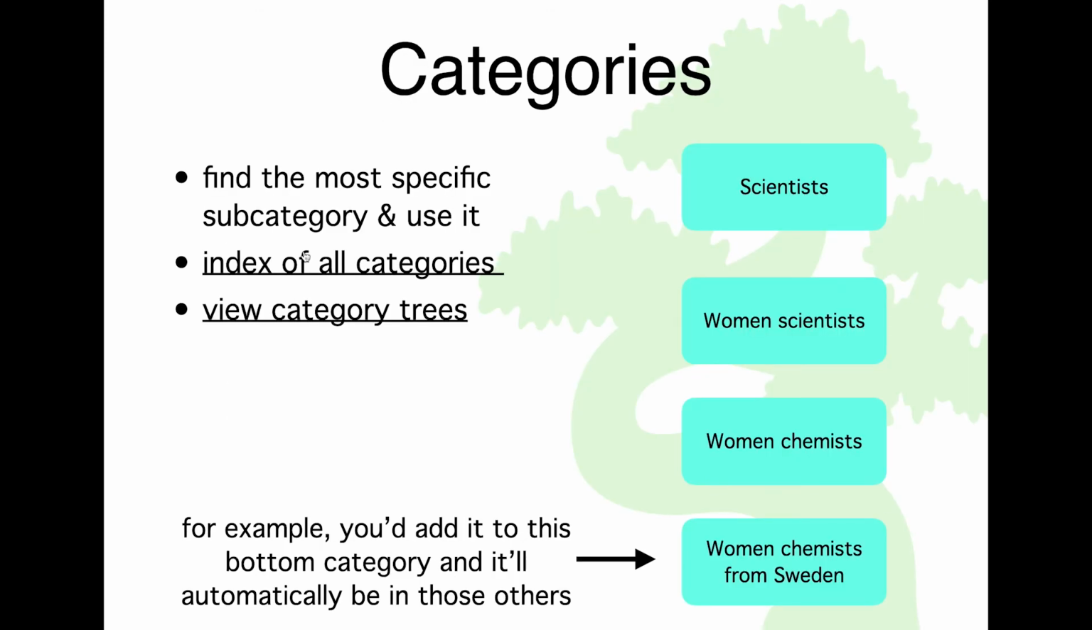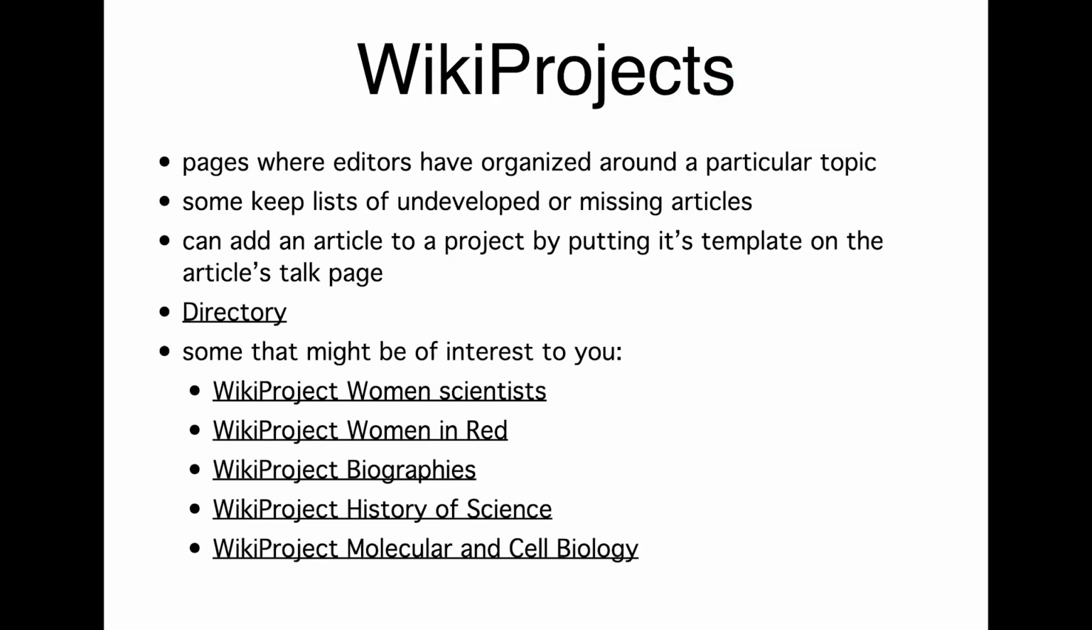But categories. You want to add categories to pages, which helps the page get found and recognized and all sorts of things. So that's why you might want to put a needs categories template too. You want to find the most specific subcategory and use it. There's an index and you can view category trees. But basically, you'd want to put women chemists from Sweden instead of putting scientists, because you want to put the most specific.